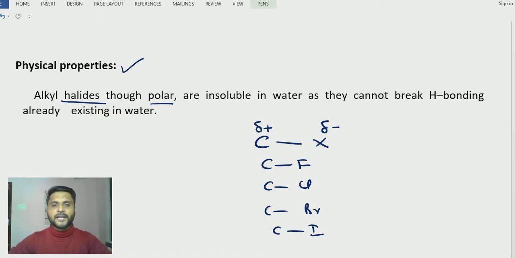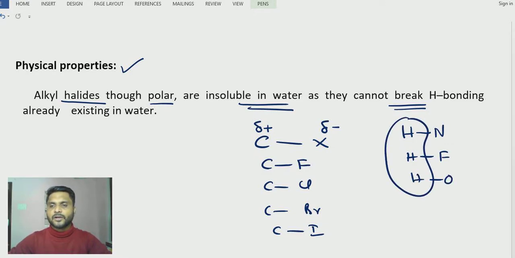But they are insoluble in water because they cannot form hydrogen bonding. To form hydrogen bonding, hydrogen should be attached to the three more electronegative elements in the periodic table, either nitrogen, fluorine or oxygen atom. Whenever hydrogens are attached to these three more electronegative elements, then only they can form hydrogen bonding. But here it is a halogen attached to the carbon atom. Hydrogen is not attached here to the halogen atom. Therefore they cannot be soluble in water.